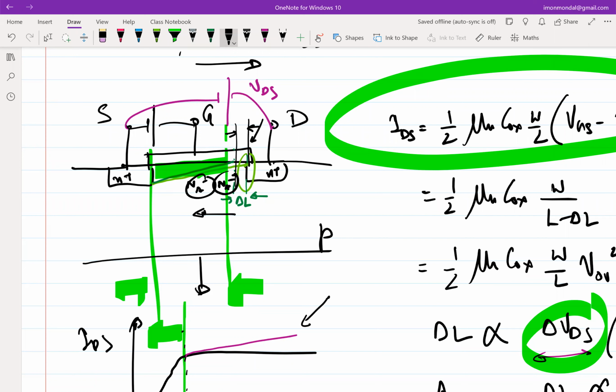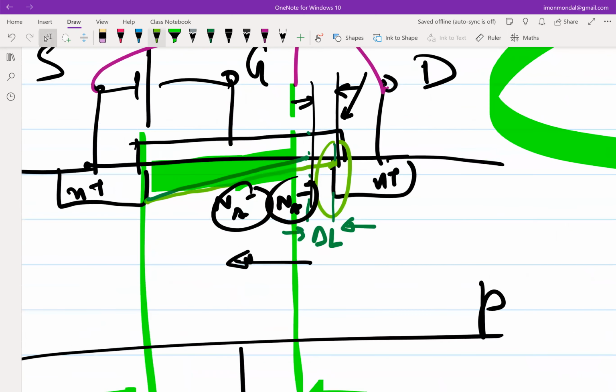Okay, so the mobile charges is okay. Now, the question is, looks like charges are decreasing, then why is current increasing? Fair enough question, right? So the answer to that is here. You don't have to go to the pinch off. You consider this sliver of MOSFET, you consider this sliver of MOSFET. Are the charges same? But current is same. Why?